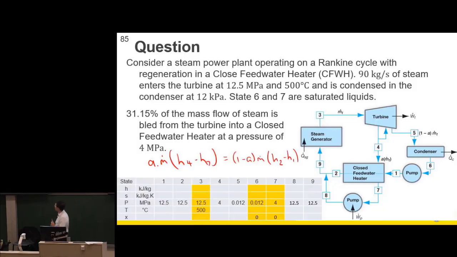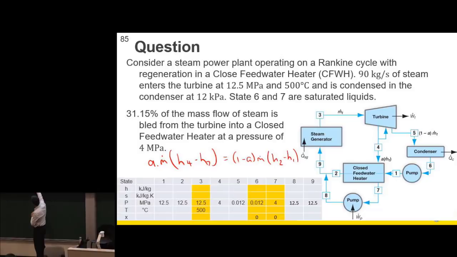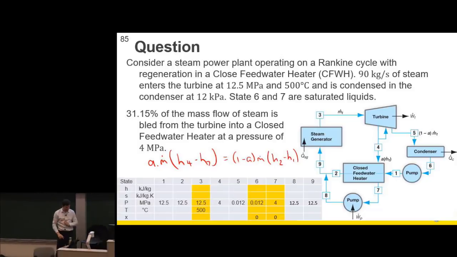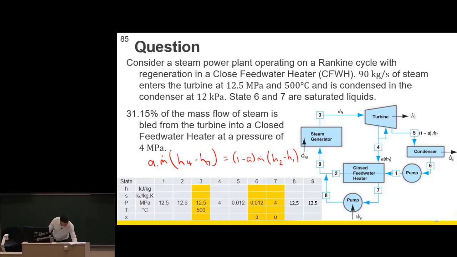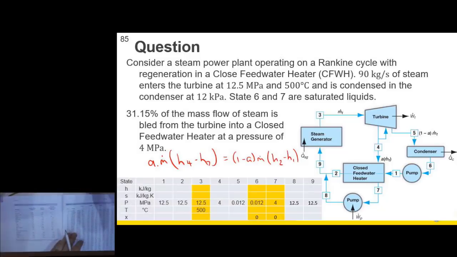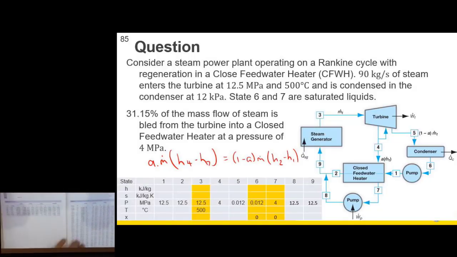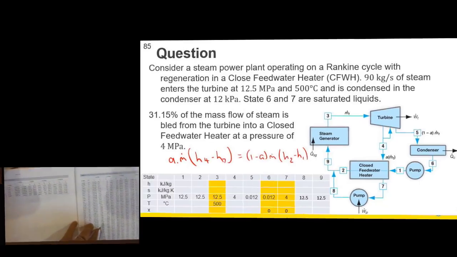So state 4 and state 5, you have a pressure and you have an entropy. I will just bring up the tables on one of the screens to see if we can work out what those states look like. If we look at state 4 as an example, you've got a pressure of 4 megapascals and an entropy of 6.4.